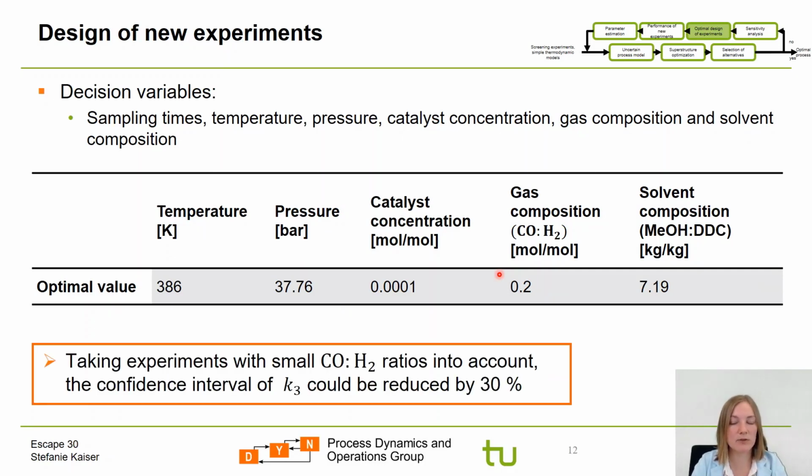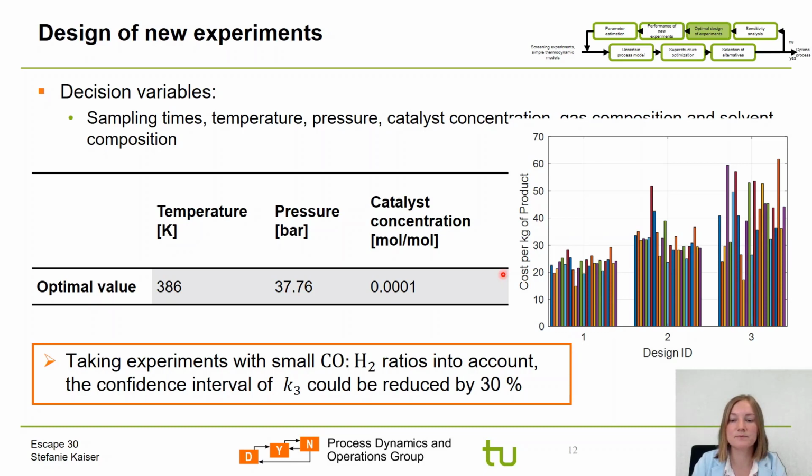Taking experiments with the small CO2/H2 ratio into account, the confidence interval of this parameter could already be reduced by 30%. Using the new parameters in the superstructure optimization, it was possible to refine the cost distribution of the best design.